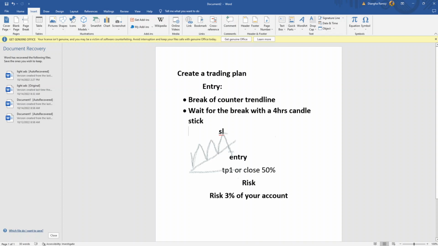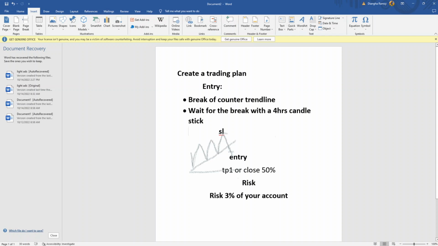Or you close 50% of your profit. When we talk about closing 50% of your profit, what do we mean? Meaning if you open one lot, you're going to close 0.50 and allow the rest, 0.50, to run. If you open 10, you're going to close 5 and allow 5 to run.